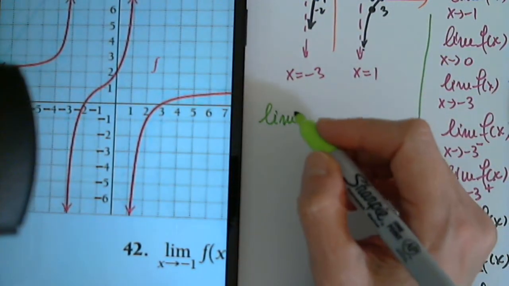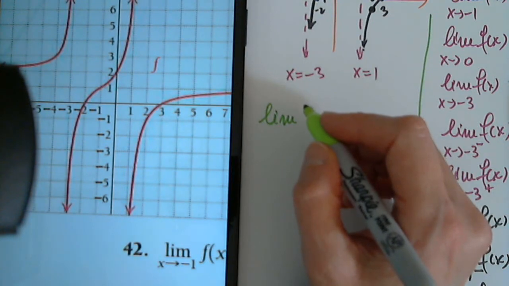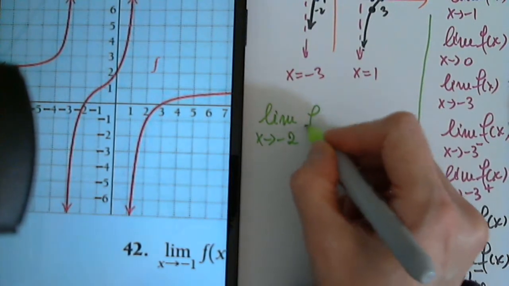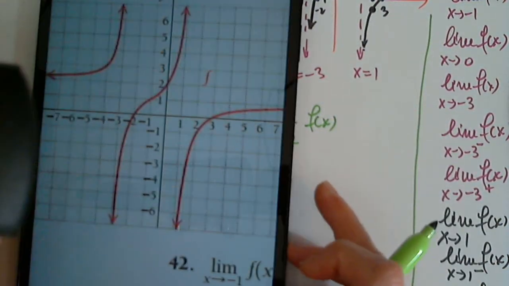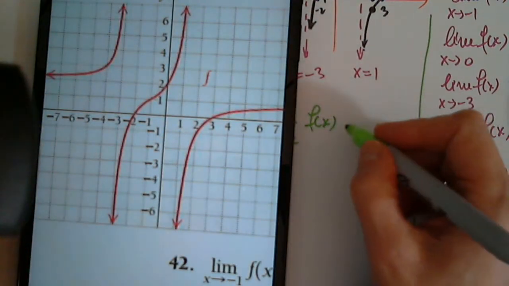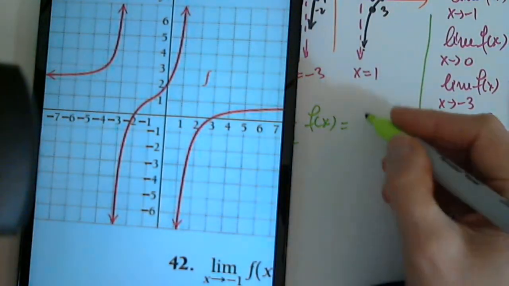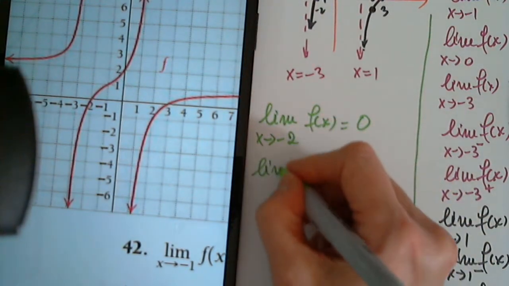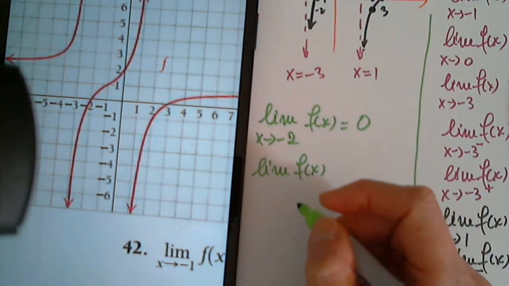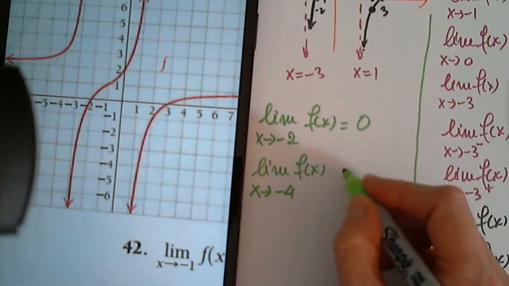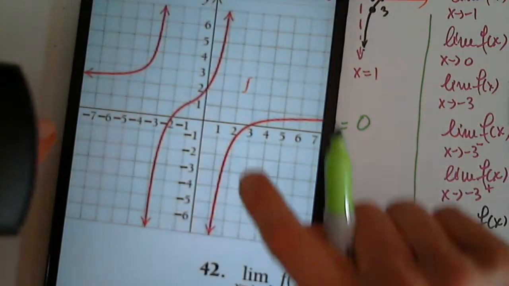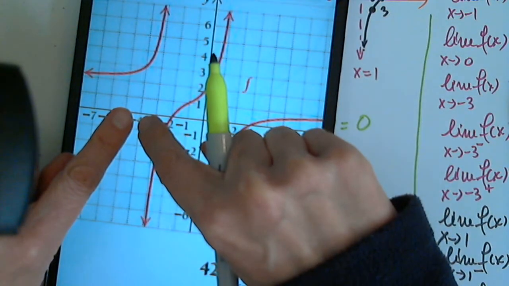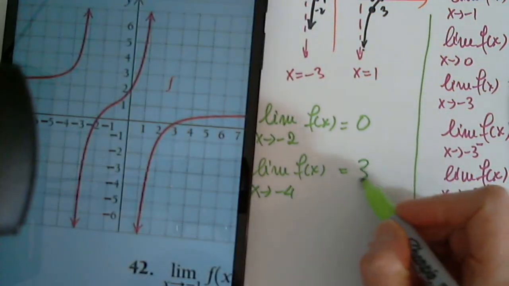Limit, where are we? As x approaches -2 from either side. 0 indeed. Very good. Now you got the hang of it. Awesome. Next one, limit of f of x as x approaches -4 from either side. 3. Excellent. Well done. Good job.